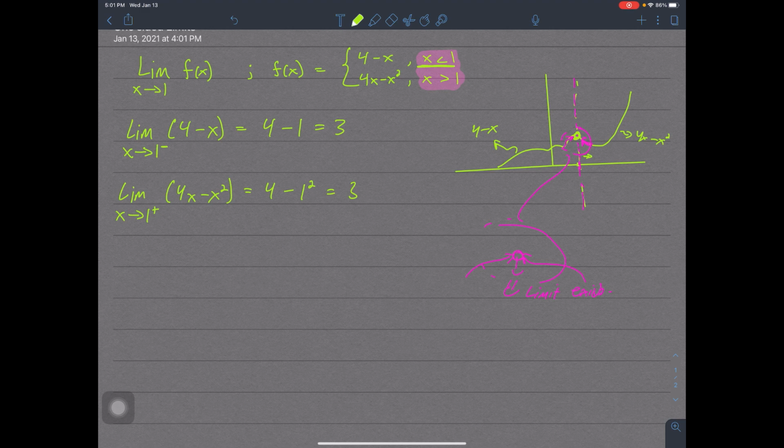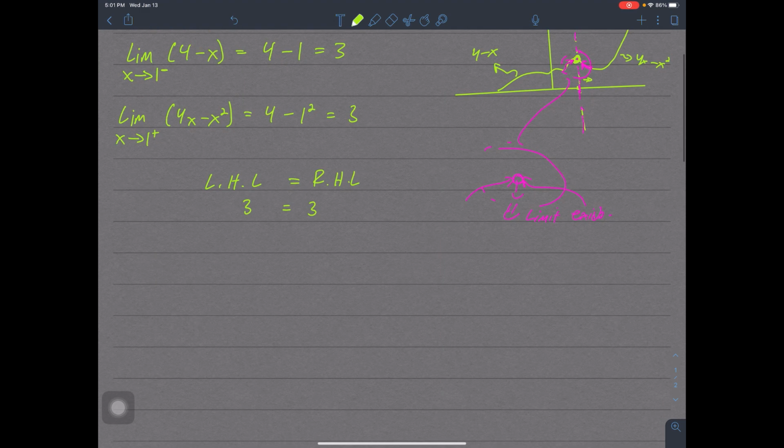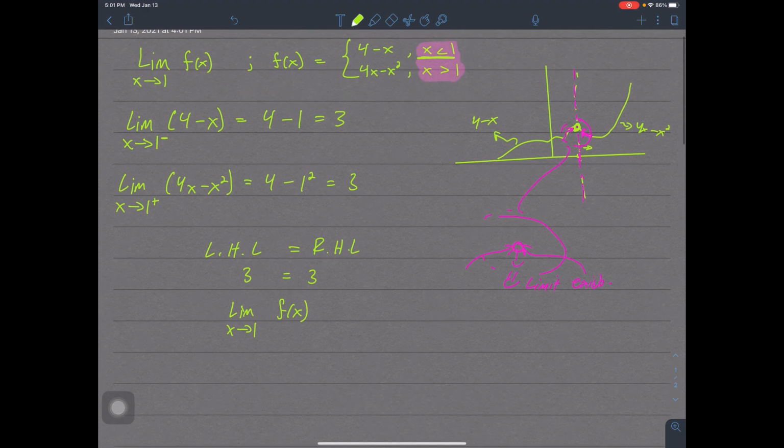So what did we end up with over here? Our left hand limit indeed equals the right hand limit. That is, 3 is equal to 3. So now we're finished. Now we can say that the limit as x approaches 1 of f of x, where our function f of x was equal to 4 minus x for x less than or equal to 1, and 4x minus x squared for x greater than 1, indeed equals 3.